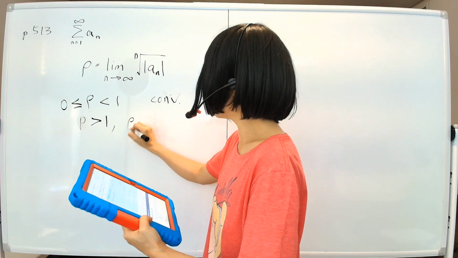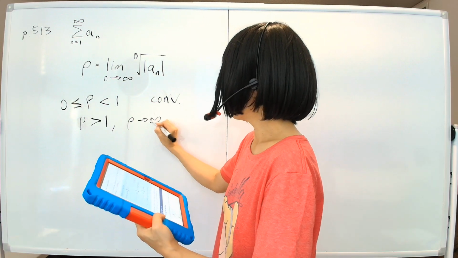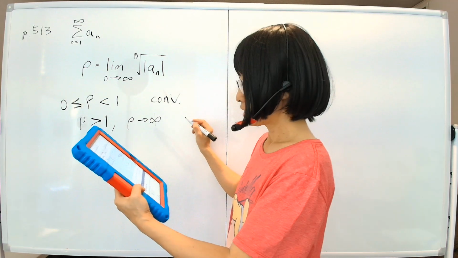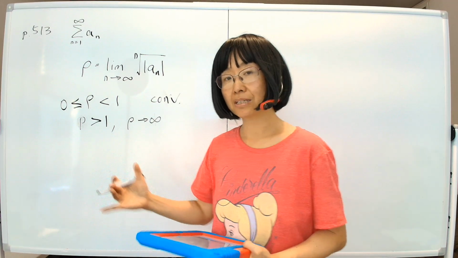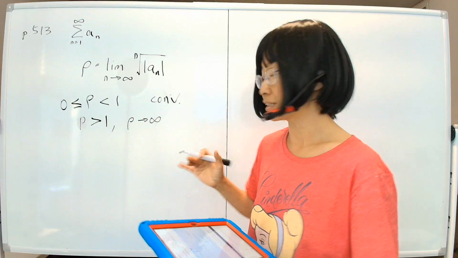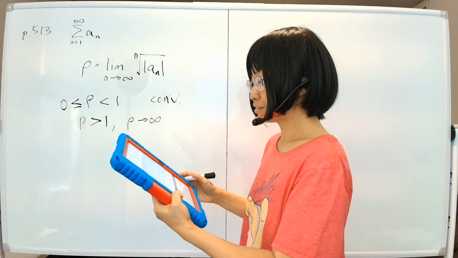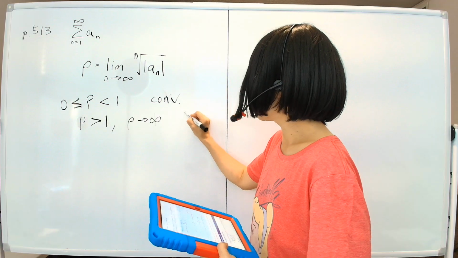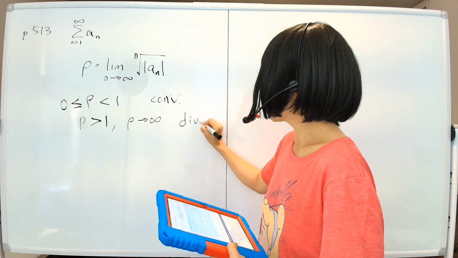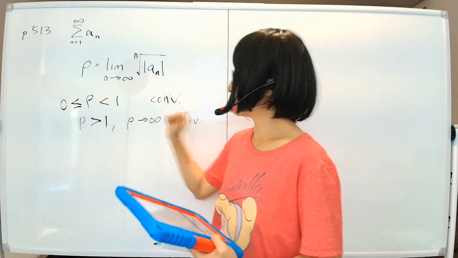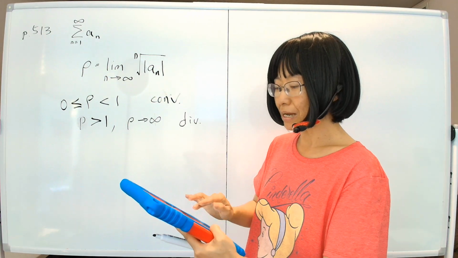Or if rho goes to infinity, you can also write it as equal to infinity, which is okay, I guess, although always remember that infinity is not a number, so you can't be equal to it. But anyway, if rho goes to infinity, then the series diverges. But for now, we're going to show why this is the case.